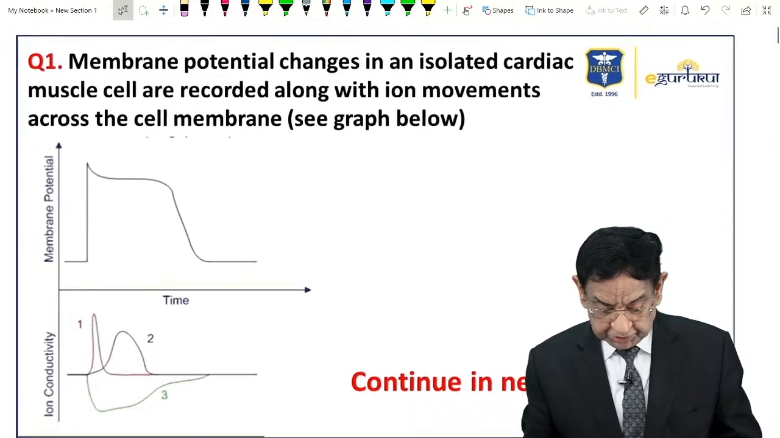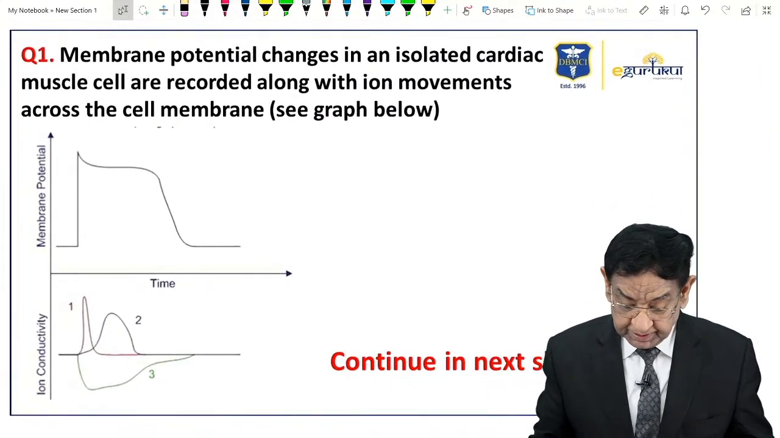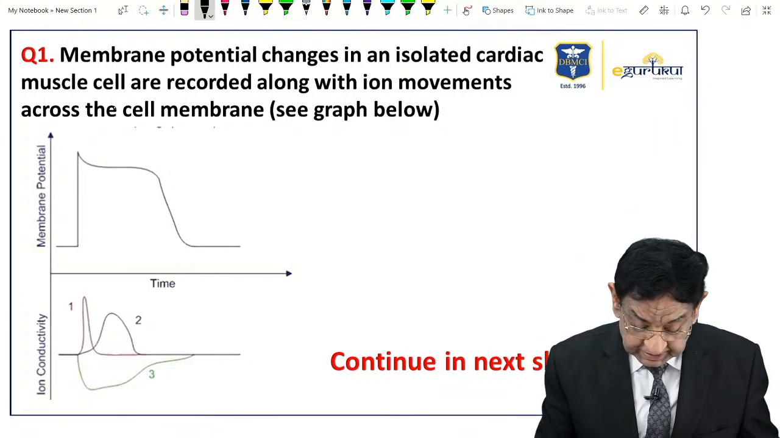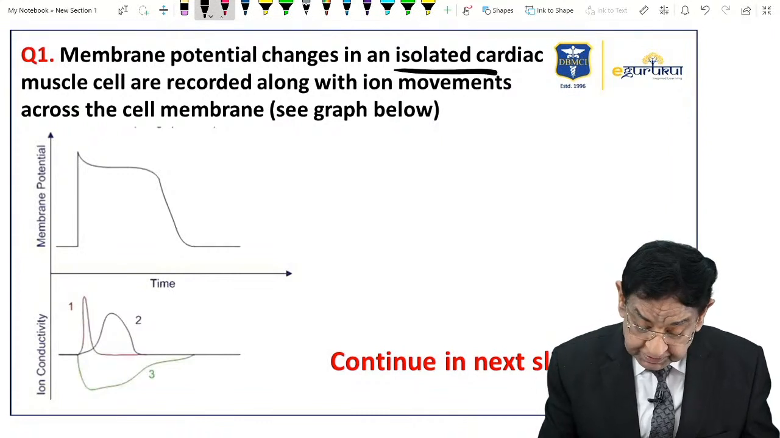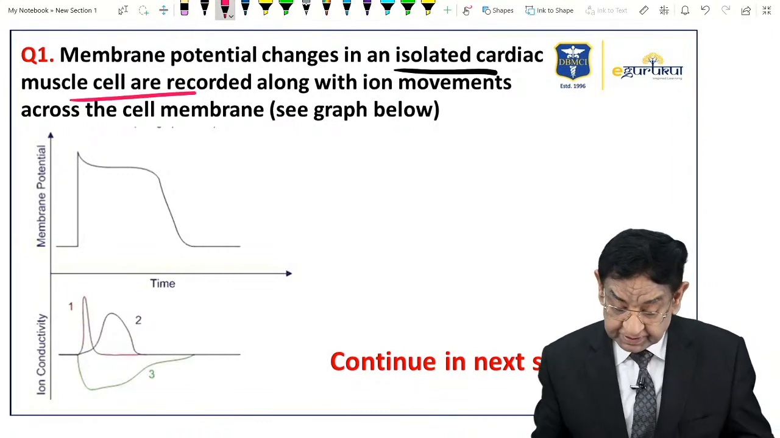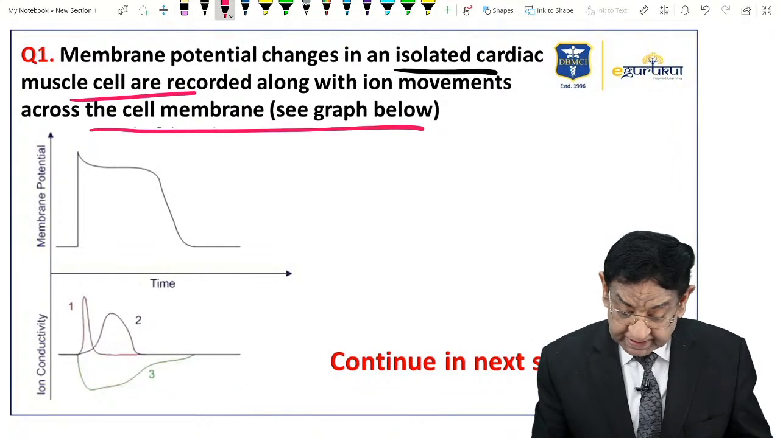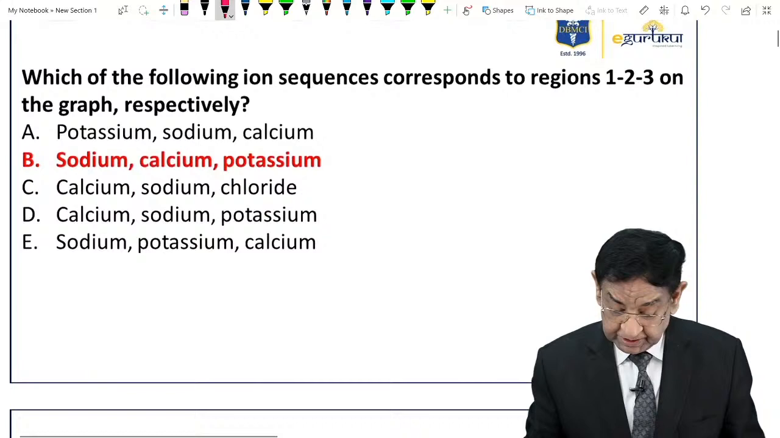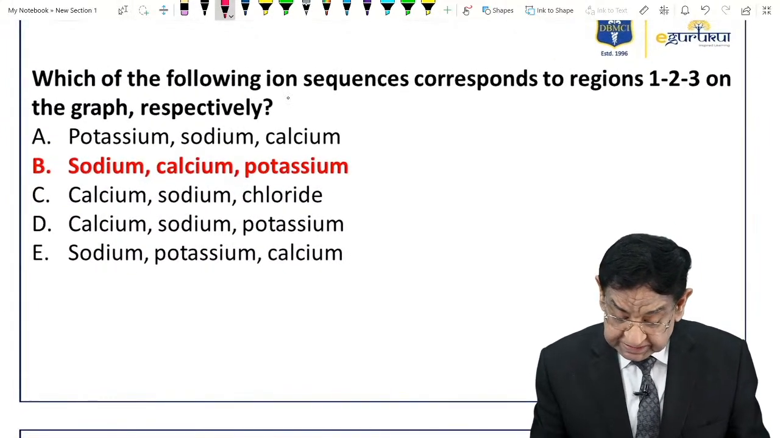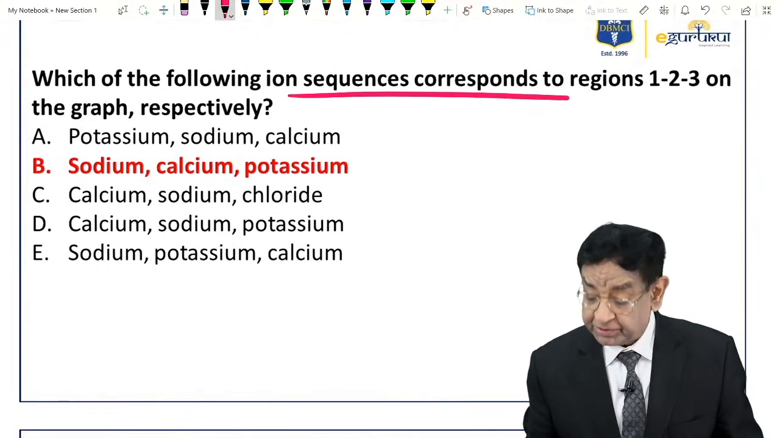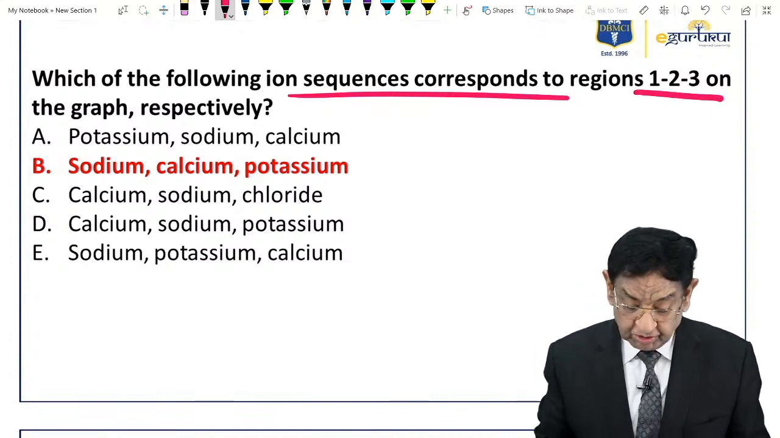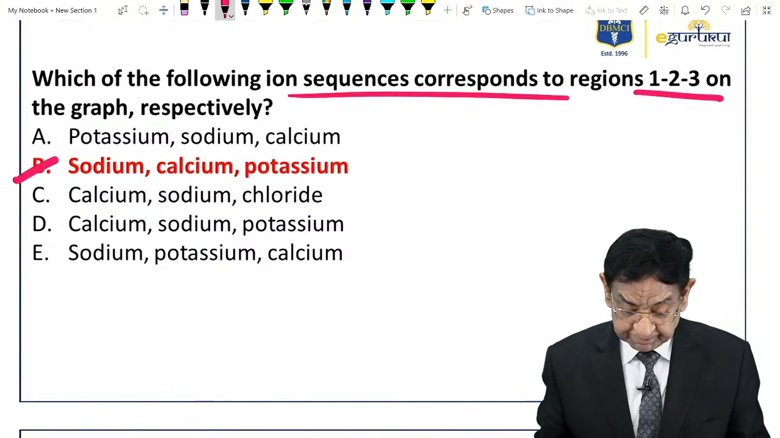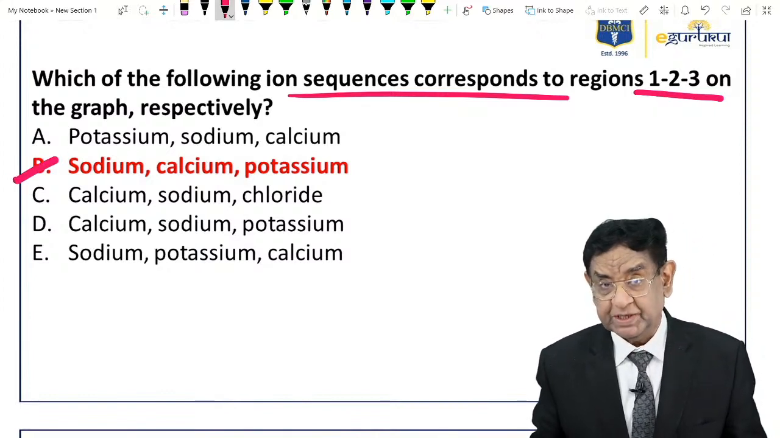So, question number 1. We have been shown membrane potential changes in isolated cardiac muscle, and there are certain movements being shown. Which of the following ion sequences corresponds to regions 1, 2, 3 on the graph respectively? The answer of this question is B, sodium, calcium and potassium.